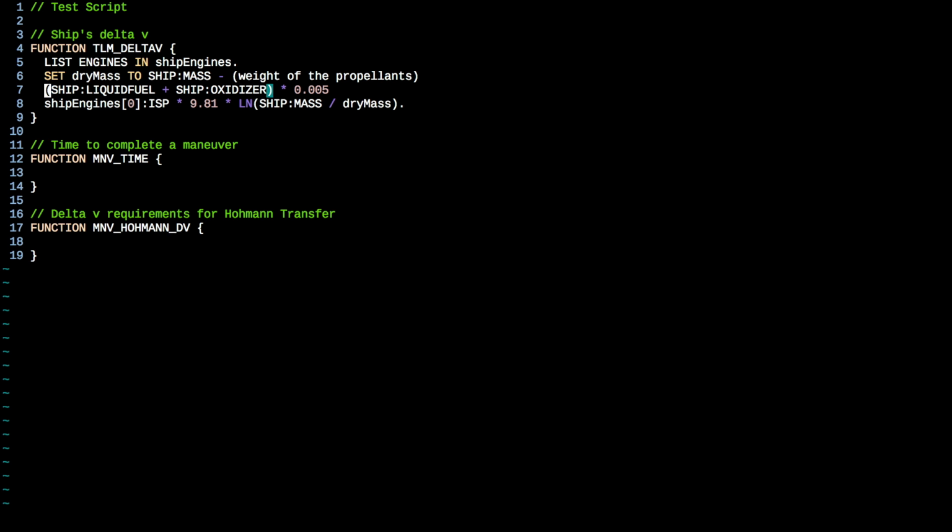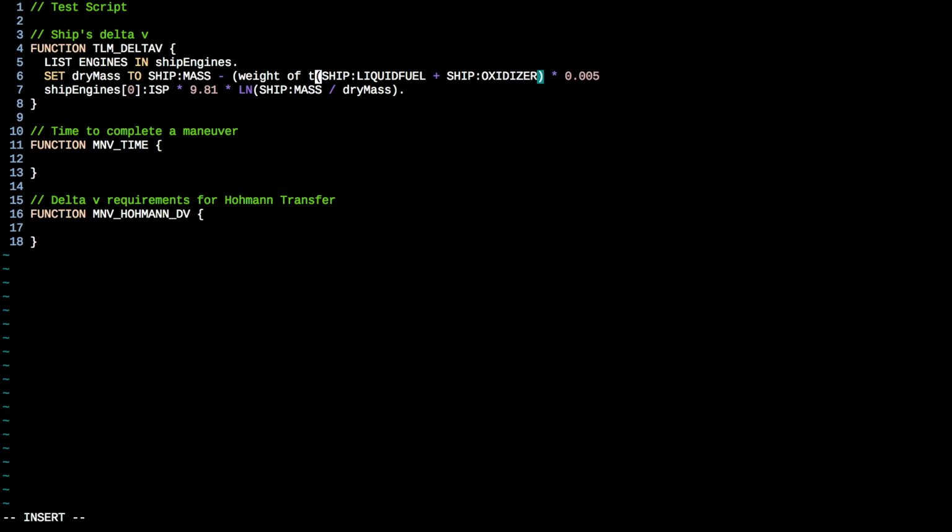So let's wrap these inside parentheses, because we want to take the total of all of our liquid fuel and the total of all of our oxidizer, and we're going to assume that we're going to burn all of it. So we're making a bunch of assumptions here. We're assuming that we're using a single engine and that we're using all of the ship's liquid fuel and oxidizer in that burn. Let's put that in here, minus this, and there we go. And we'll put parentheses around here. It's not strictly needed because order of operations will make sure that this multiplies, but let's just keep it clean.